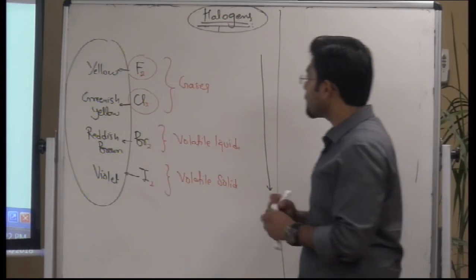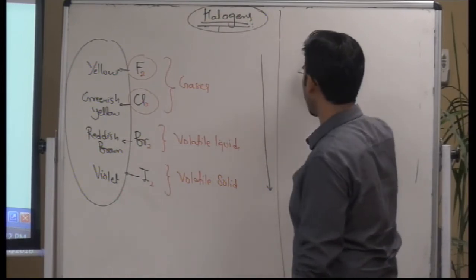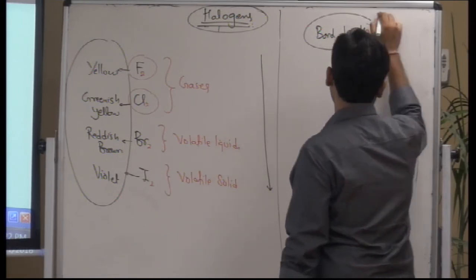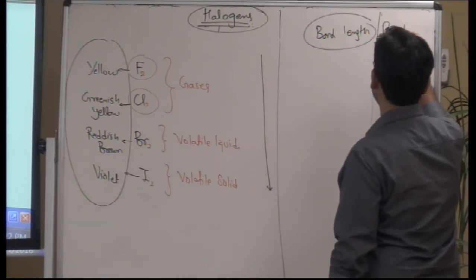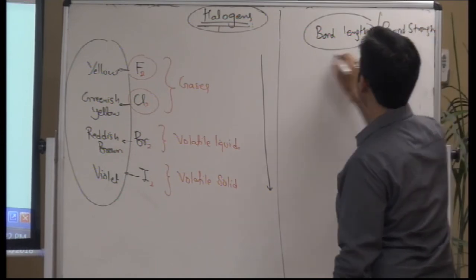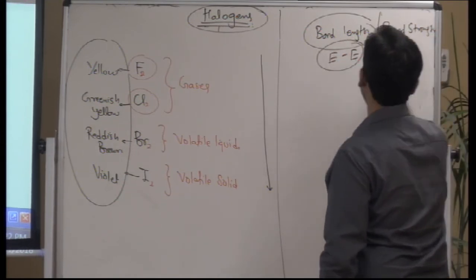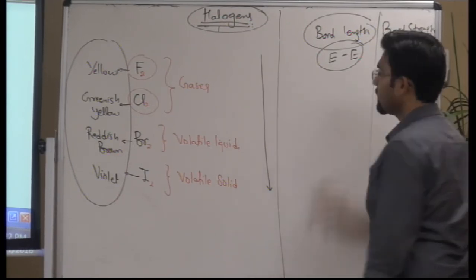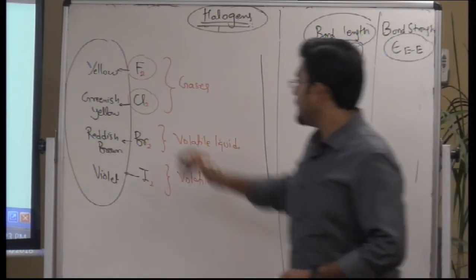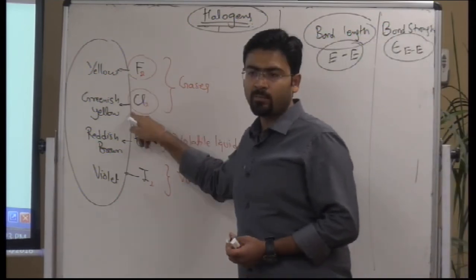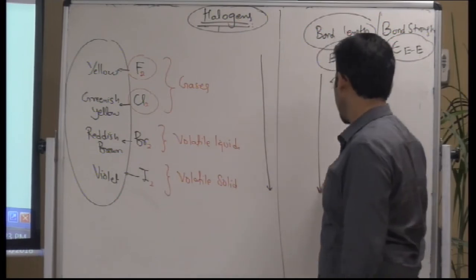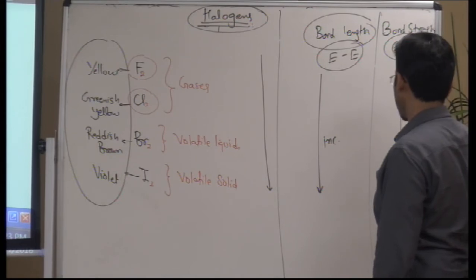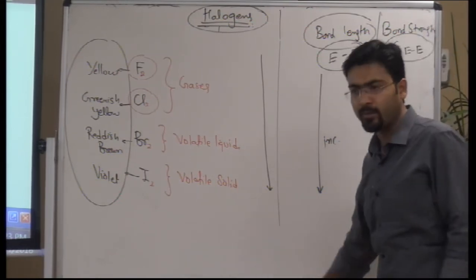Exactly. Now, coming to another property, which is the bond length, and thereby bond strength. What bond length am I talking about? The bond length between the element-element bond, or the bond strength of the element-element bond, which is this. So as I can see, fluorine is a small atom, chlorine is a bigger atom, and so on. So bond length should increase down the group, and bond strength should decrease down the group. This is how it should be.